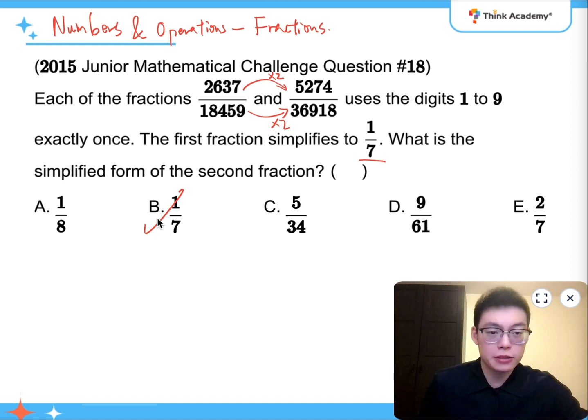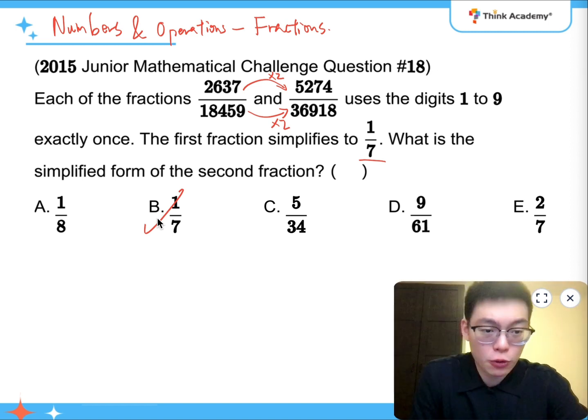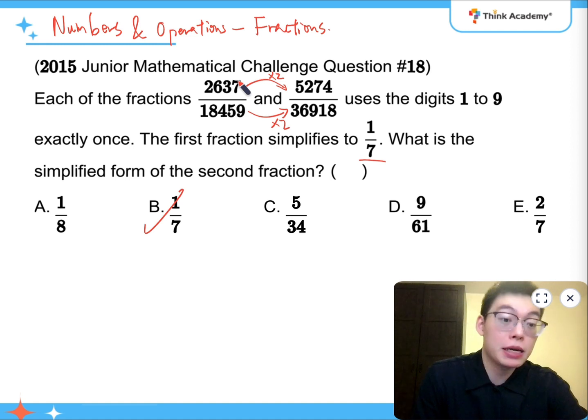So that's how we can solve this question quickly. No big deal, all right? Just identify that they are equivalent fractions and you will see that they must be simplified to the same equivalent fraction in its simplest form.